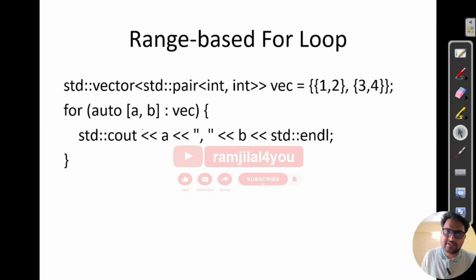So let's see the next usage of the advanced C++ structure bindings. This is the range based for loop. Here I have already told you that the vector is not supported with the structure binding, correct? But the vector of pair, so pairs are supported. So how can we make use of the structure binding here? What we can do is take the range based for loop. I hope you know the range based for loop.